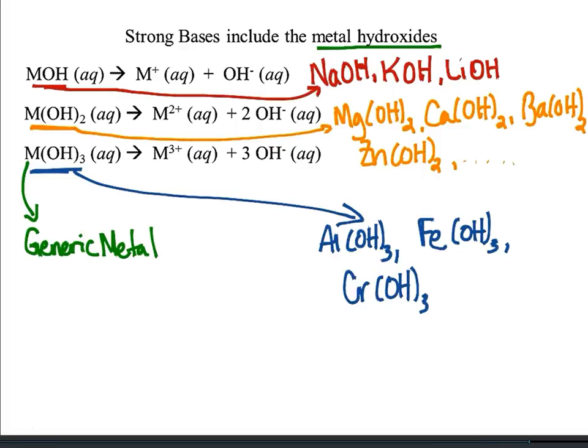Metal hydroxides, when you dissolve them in water, form the metal ion and hydroxide ion. These are strong bases, which means that whatever concentration of sodium hydroxide you started with will dissociate completely. Let's say you start with 1 molar sodium hydroxide, that will dissociate completely into 1 molar sodium ion and 1 molar hydroxide ion. If you have 1 molar calcium hydroxide, that will dissociate into 1 molar calcium ion and 2 molar hydroxide ion, because 2 hydroxides are formed for every 1 mole of the metal hydroxide.